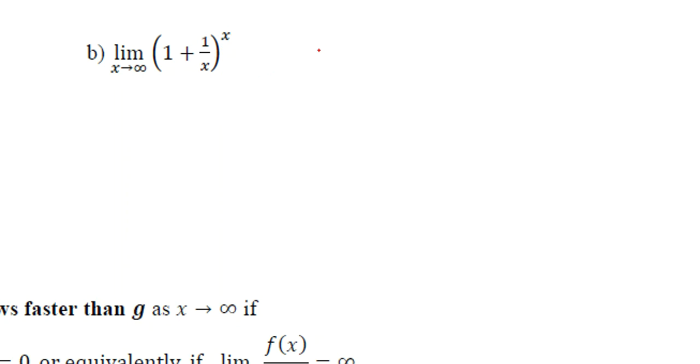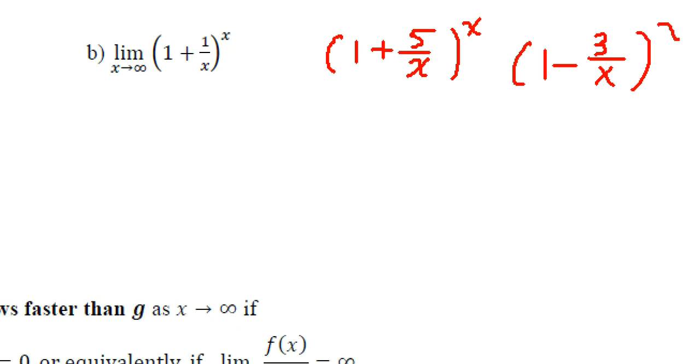You don't have to work it out from scratch. You can just mentally do some work to see what would be different if I change this to, say, (1 plus 5 over x), the whole thing raised to power x, or (1 minus, say, 3 over x) raised to power x. So in other words, this constant can be positive or negative, can be any other different constant. What would the result be, different from the one that I'm trying to work on?